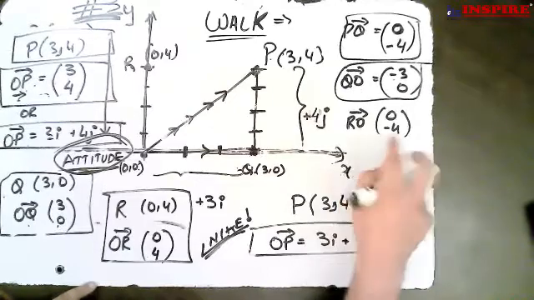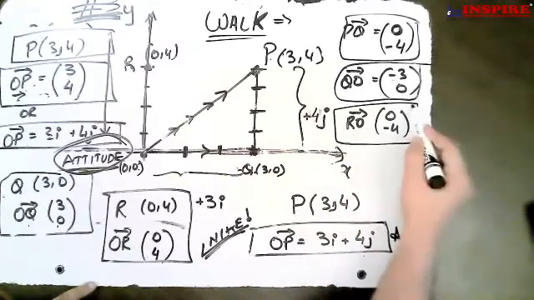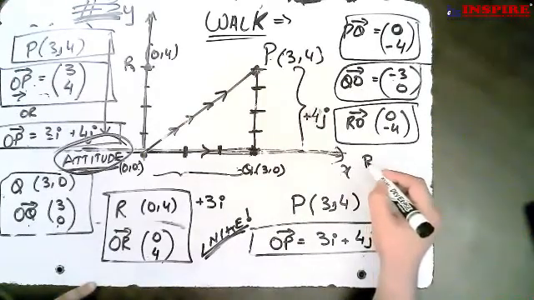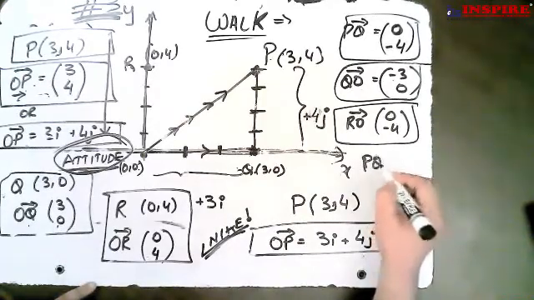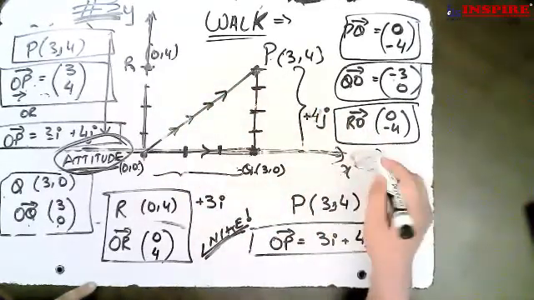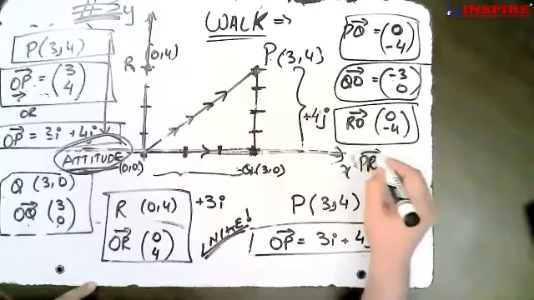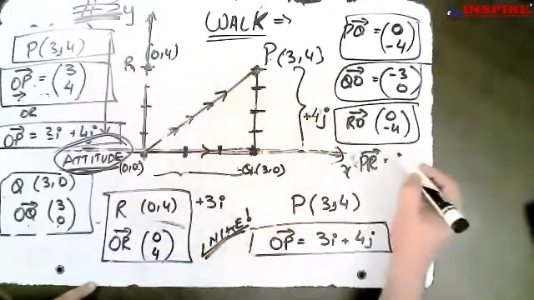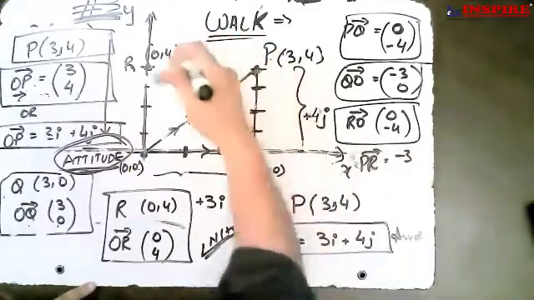Got the game? Is everyone with me? Cool. So Mubeen, if I want to go from P to R, what do I do? Wait a second. We just move in X. How many X's do we move? Minus 3. How many Y's do we move? None.